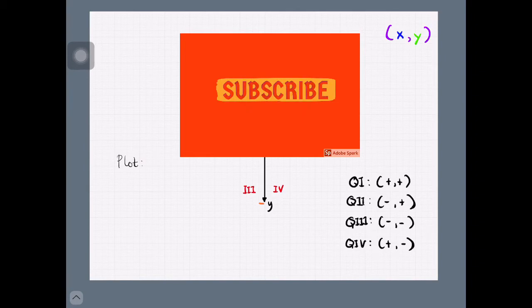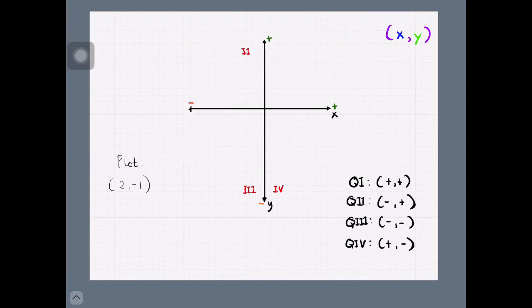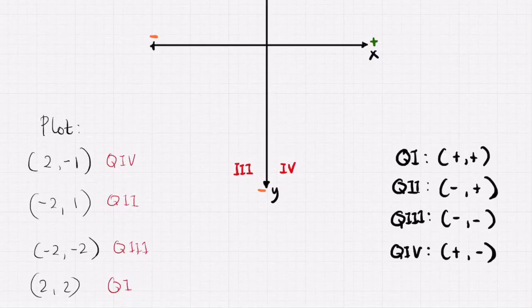Now let's try to plot some points. Let's have 2, -1. Observe that its x value is positive and its y value is negative. Hence, that would be in quadrant 4. And if we have -2 and +1 this time, this would be in quadrant 2 because our x is negative and our y is positive. For -2, -2, clearly that would be in quadrant 3. And a point under quadrant 1 can be 2, 2.